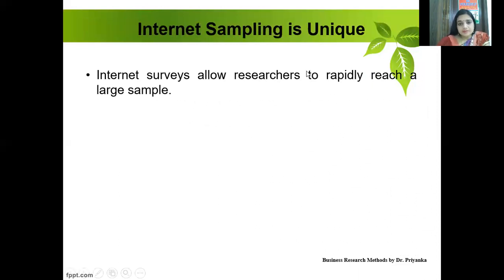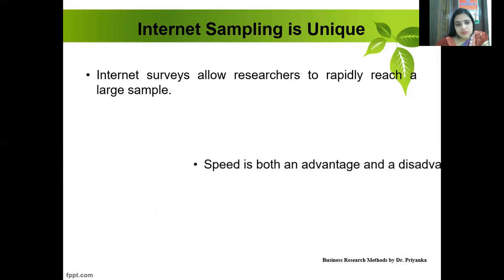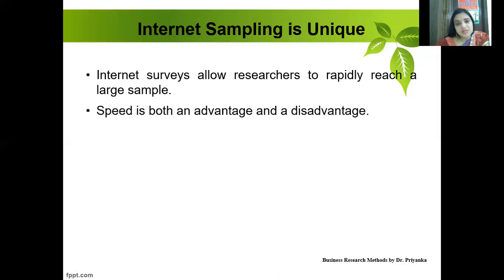Internet survey. Internet sampling is also unique. Internet surveys allow researchers to rapidly reach a large sample. How? Because everybody is using internet these days, and you can just mail people over the internet, and they will be replying to the survey. Speed is both an advantage and a disadvantage. How? Because in some areas, speed of internet is very good and you'll be getting good replies. Disadvantage is in some areas internet is not even available. Even the phone connection is sometimes very bad, that you are not even able to talk to people in those areas. So that is a kind of disadvantage here.